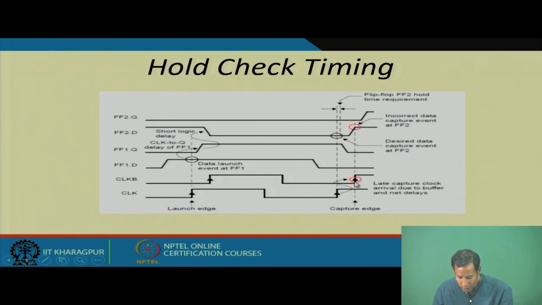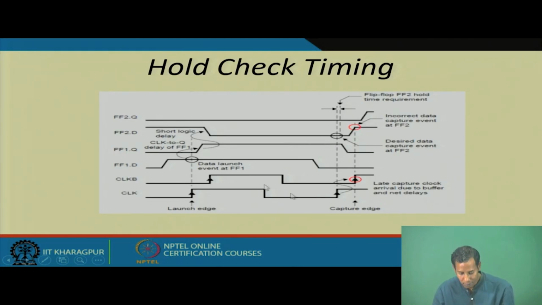Whenever we consider this particular edge, at that edge this data is also changing. What we know is that before the clock edge arrives and after the clock edge arrives, the data should not change. Again, at this particular edge the data is changing, so it cannot recognize the data properly. So at that time in flip flop 2 you will have a hold time violation.